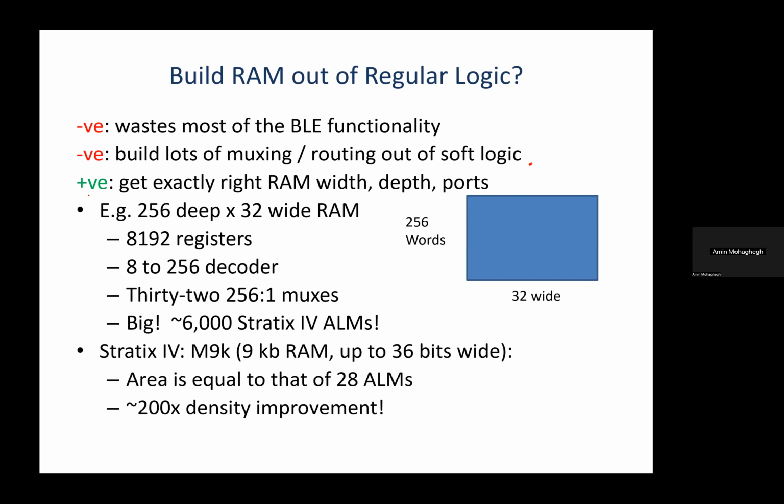And in Stratix 4, Altera actually has a 9 kilobit RAM. So it's actually a little bit bigger even than I need for this. It basically has parity bits. So it's a little bit bigger than what I need. It can do up to 36 bits wide. So it has more than enough bits. It has more than enough width. Its area has been published, okay?